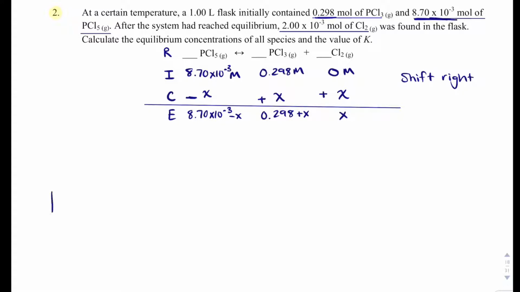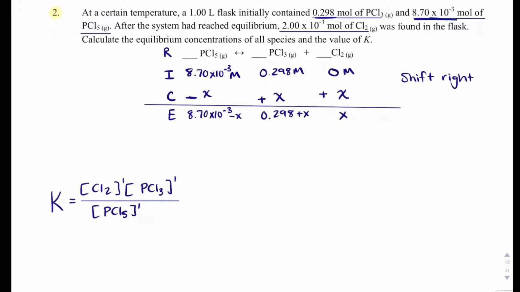I should always write a K expression, and I know that my K expression is just from the balanced equation, so it'll be Cl2 to the first power times PCl3 to the first power, divided by my reactants, which is PCl5 to the first power as well.